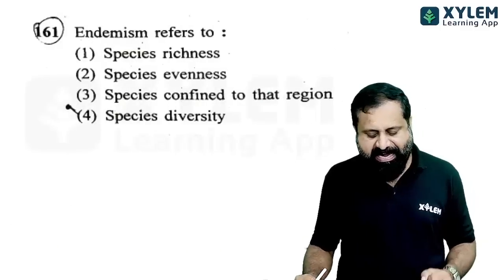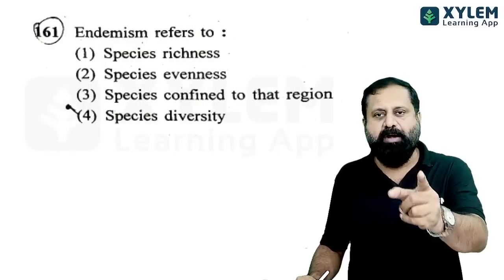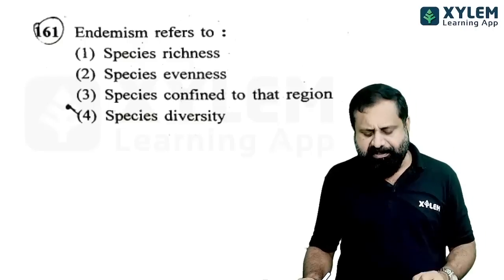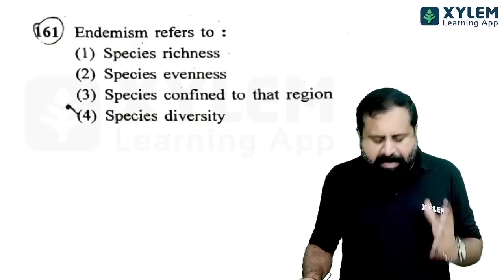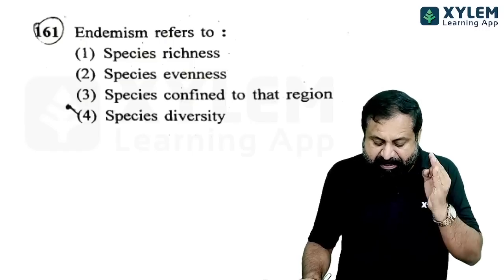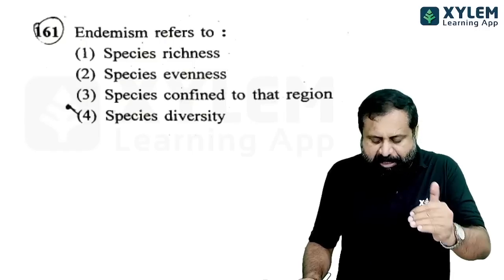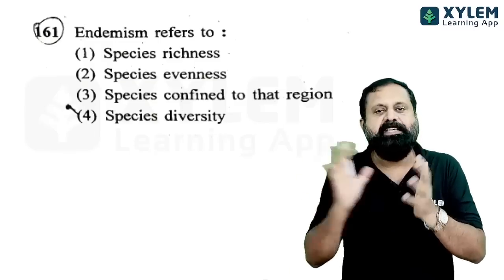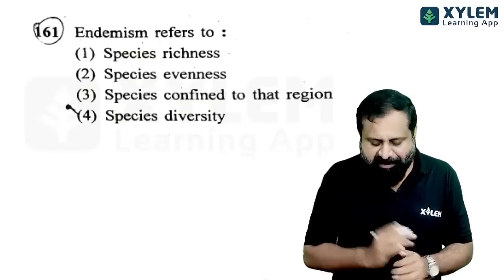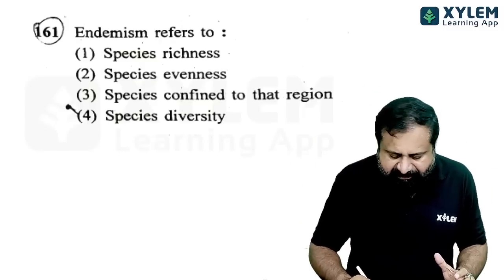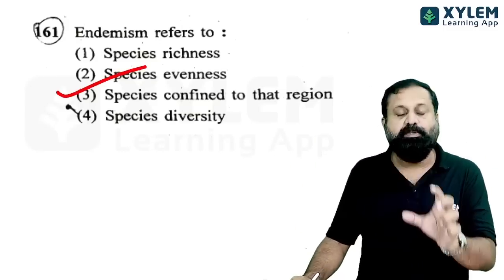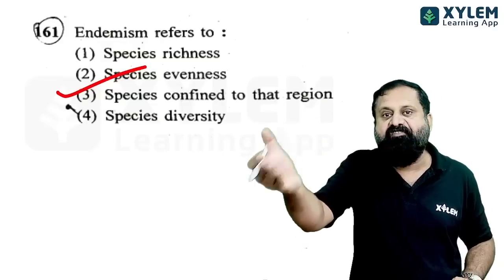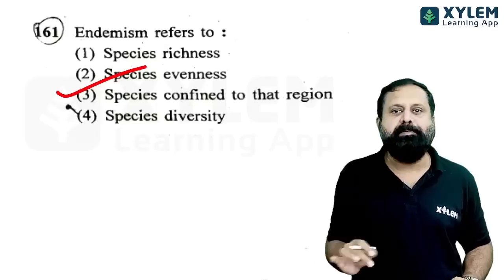Now 161. Endemism. When you see the biodiversity chapter, second year chapter, the last page contains endemism. What is endemism? A region or species confined to that region, or a region which contains a particular endemic species. So the right answer is 161.3. Species confined to that region. A particular area where a particular species is confined is called endemic species or endemism.